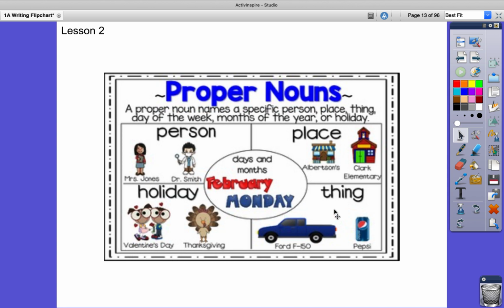Finally, certain things are also capitalized. So if I were just to say this is a blue truck, I would not have to capitalize it. But since I'm giving the specific name, Ford F-150, it needs capital letters. Also, the P in Pepsi needs to be capitalized because that's naming a specific brand of soda.